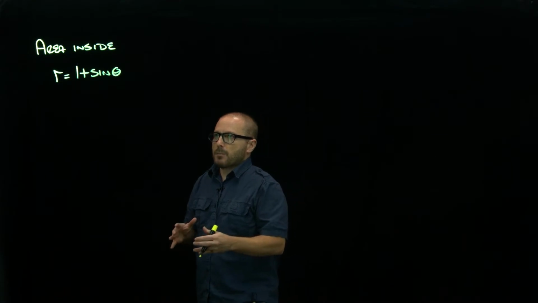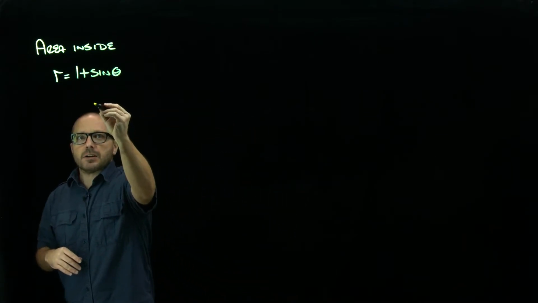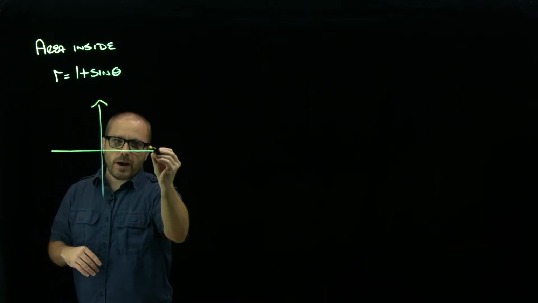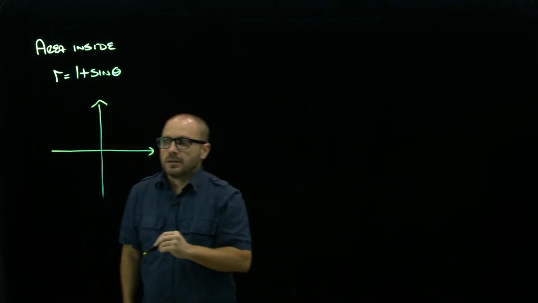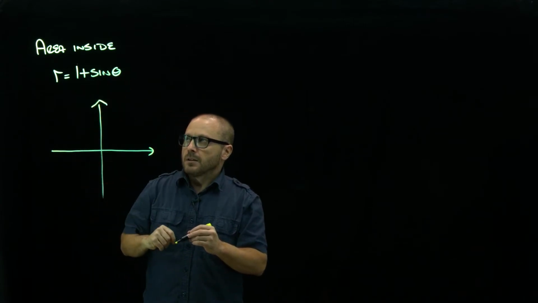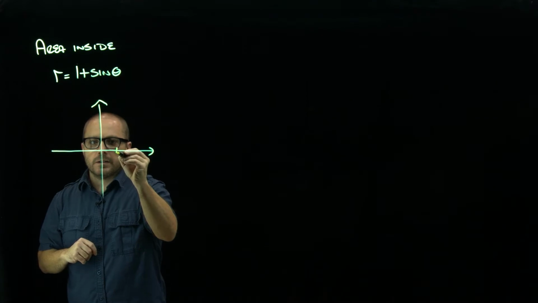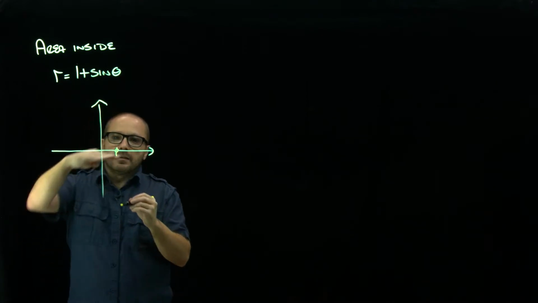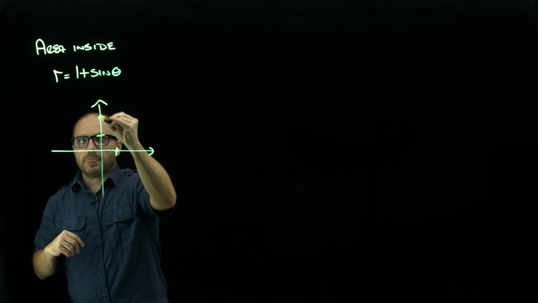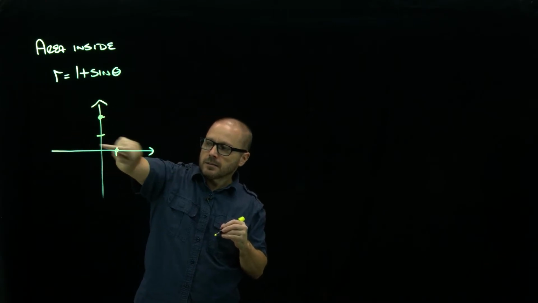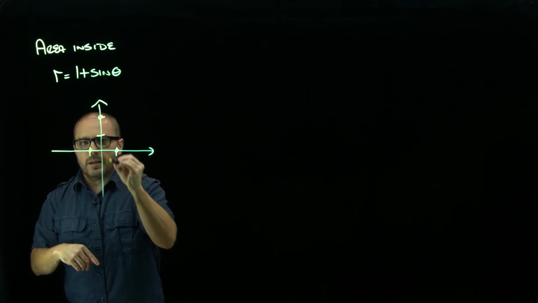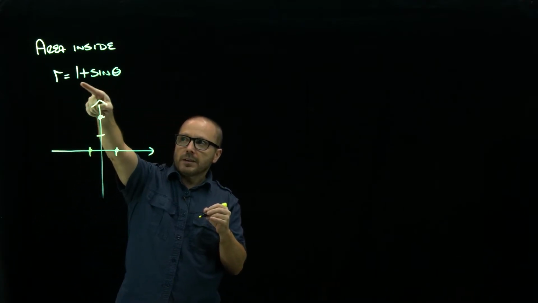So let's think about the picture. Now we know that that's the cardioid. We might not remember the orientation, so let's just think about where we're at each of the major angles. When we start off, theta equals 0, sine is 0 plus 1, so you're out here at an r of 1 at that point. When you move to pi over 2, it's 1 plus 1, or 2. And at pi, you're back to 1. And at 3 pi over 2, that's 1 minus 1, or 0.